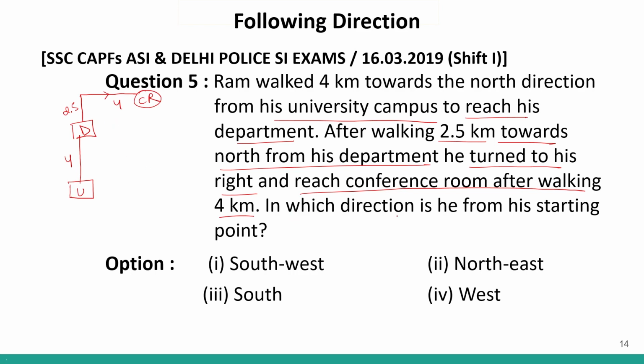Now we have to find out in which direction is he from his starting point. So his starting point was his university campus. This is the direction and this is clearly northeast. So our answer will be option number 2, northeast.